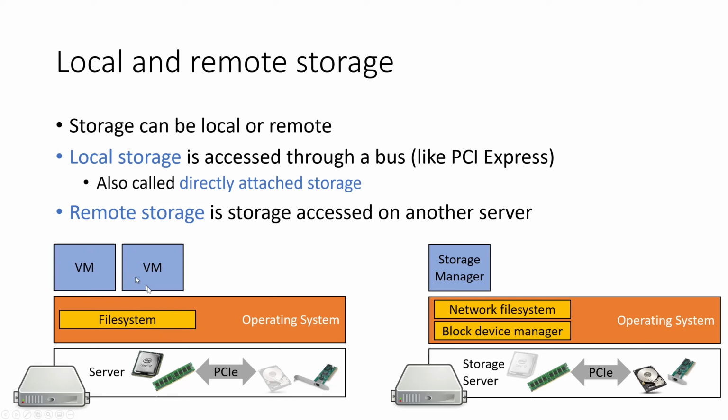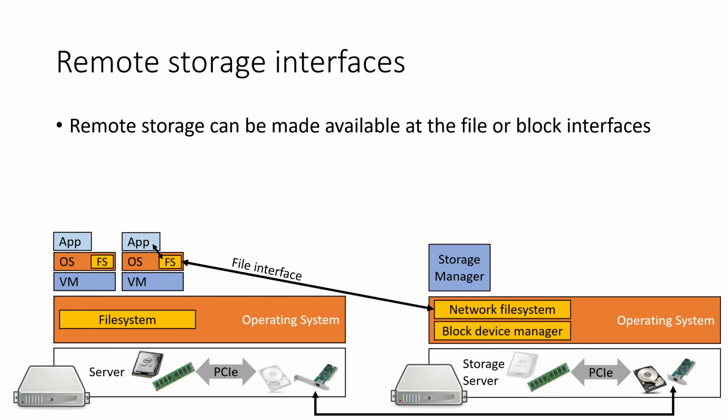So these virtual machines are going to use CPU and memory that are local to the server, and whenever the virtual machines need to access some file or some storage, they will access the disk resources on the storage server through the network. And we've seen that storage has the file interface and the block interface, and these two interfaces can also be used for remote storage. It just depends on how the storage is made available to other servers in the network.